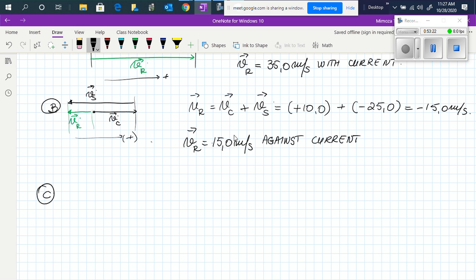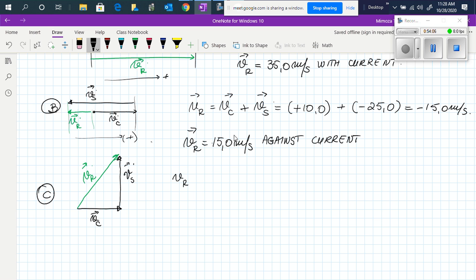Okay, the third situation is when you are crossing the river, and we will see what is the time that the swimmer will need to reach the other side of the river. So in terms of the vector diagram, the velocity of the current is still going east, and the velocity of the swimmer is heading straight north, which tells you that the resultant velocity, or the velocity that the observer sees, is a vector like this.